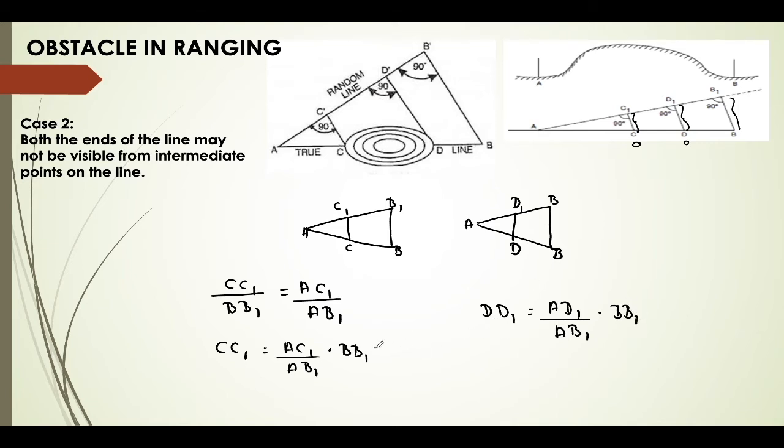So you find the distances C1C here and D1D here, and then you can locate these points C and D on the line AB, and then prolong the line, and then you can carry out the measurements.